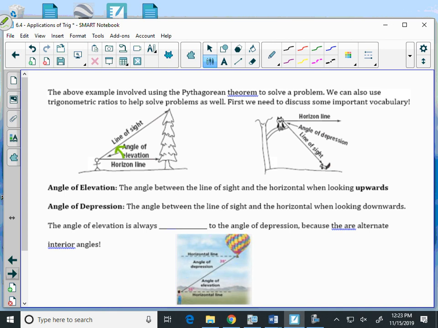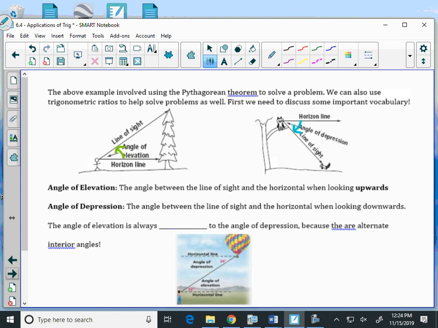Angle of depression is the angle between the line of sight and the horizontal when looking downwards. So if we look at the second diagram, we have that owl looking down at that poor squirrel. Okay? It's looking downwards. The diagonal is going down. With that imaginary horizontal making the angle with the line of sight, if I go from horizontal to the slanted line, my arrow is going downwards. Therefore, it's an angle of depression.